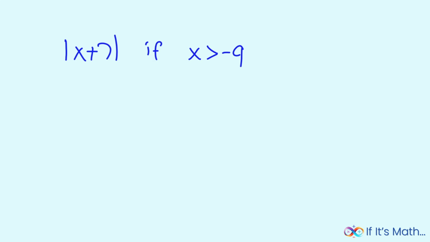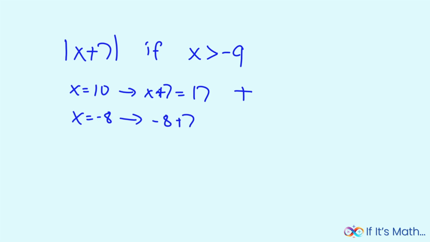Okay, so let's write this out because we're going to do a little more math on this one. So let's say x is 10. So if x equals 10, x plus 7 equals 17, which is positive. But if x is negative 8, then we'll have negative 8 plus 7, which is negative 1. So that is negative.